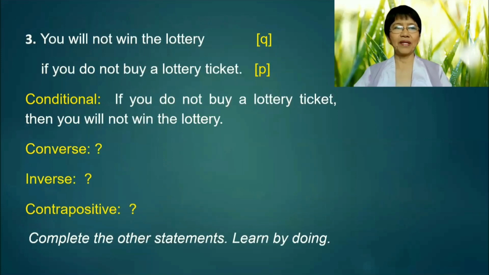Number 3: you will not win the lottery, that's our cue, if you do not buy a lottery ticket, that's P. So we start with the if. The conditional is if you do not buy a lottery ticket, then you will not win the lottery. What is the converse? And what is the inverse? What is the contrapositive? You can pause this video and try to complete these statements so you can learn by doing.